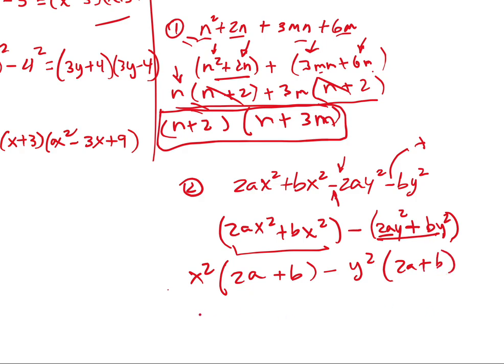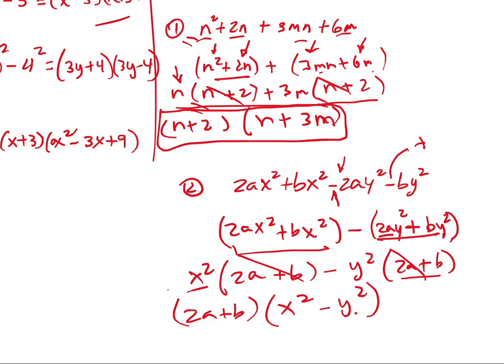So if I look at my expression again, like before with the n plus 2's, I have a 2a plus b and a 2a plus b here. So I can pull that out, right? I can put that in front of my parentheses. So now we have 2a plus b. Now open parentheses, and we just write what's left. So in this case, I have an x squared, and here, a y squared, okay?